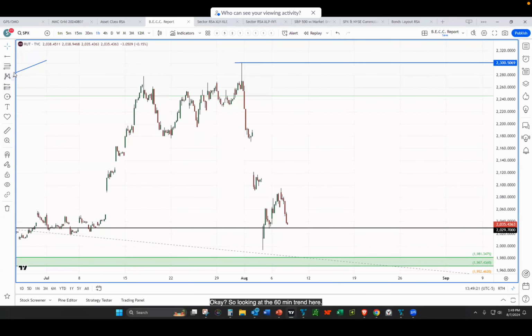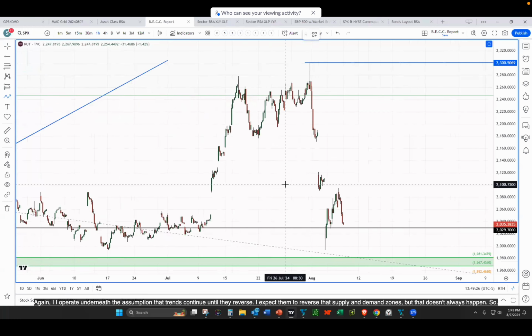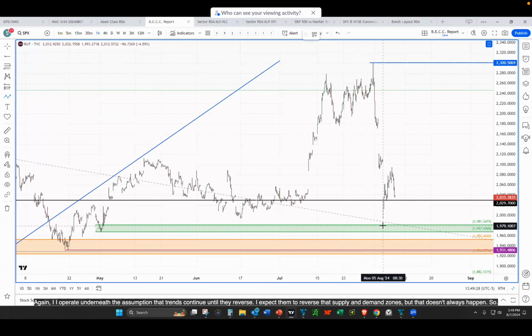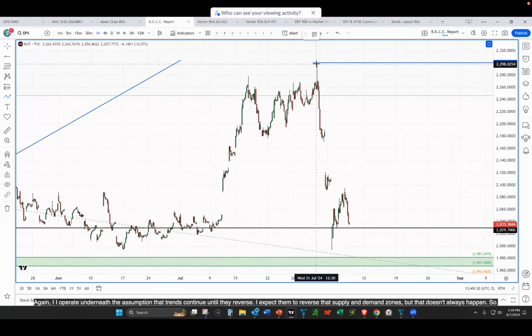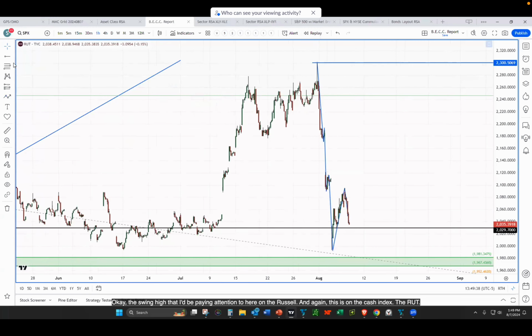Okay. So looking at the 60-minute trend here, again, I operate underneath the assumption that trends continue until they reverse. I expect them to reverse at supply and demand zones, but that doesn't always happen. So I have to know where that market structure is. And as it stands right now, the swing high that I'd be paying attention to here on the Russell, and again, this is on the cash index, the RUT, is going to be at 2116. That's the level that I'm watching in the short term.